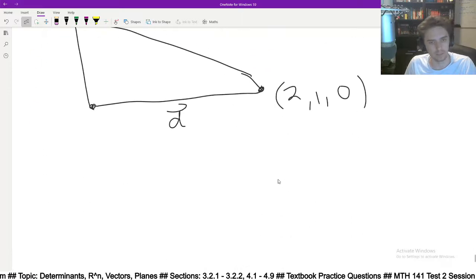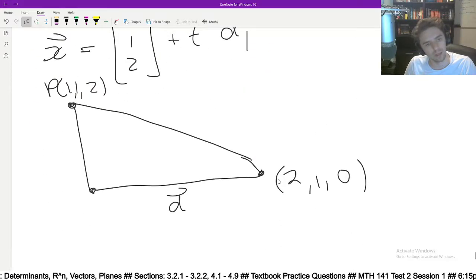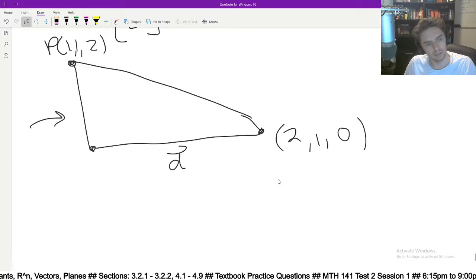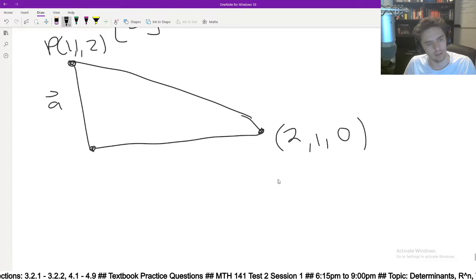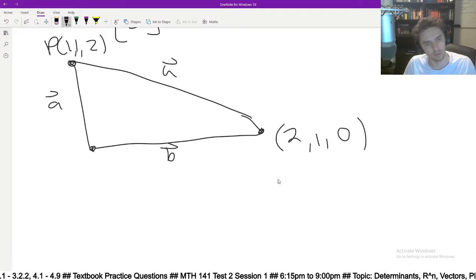Yeah, that's the direction vector. So we're looking for this vector. Let's call this A, let's call this B, and let's call this U.